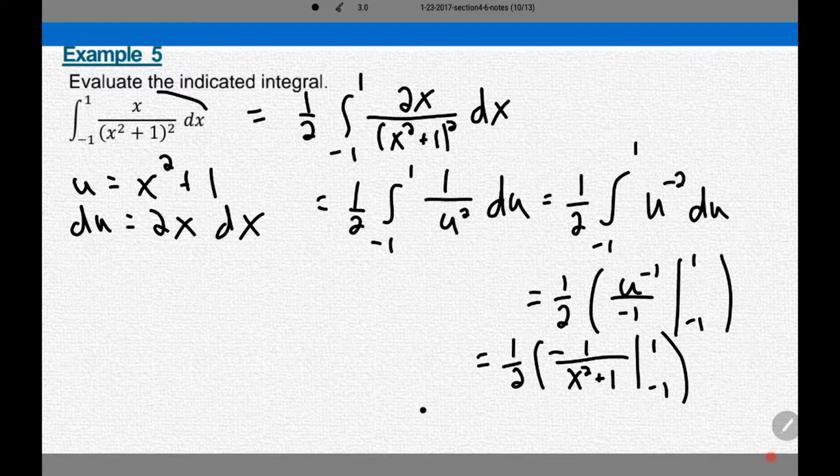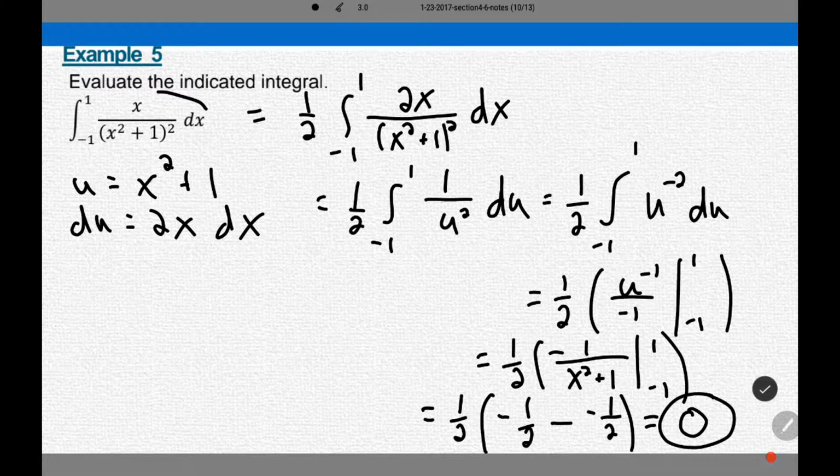So if I put those endpoints in, I get 1/2, and then my first one I've got 1 squared plus 1, so I got -1 over 2, so that's -1/2, minus my other endpoint, my -1. So I get the same thing again because -1 squared is the same as 1 squared, so I get -1/2. That ends up being 0 because -1/2 minus -1/2 is 0. My final answer to this example is 0.